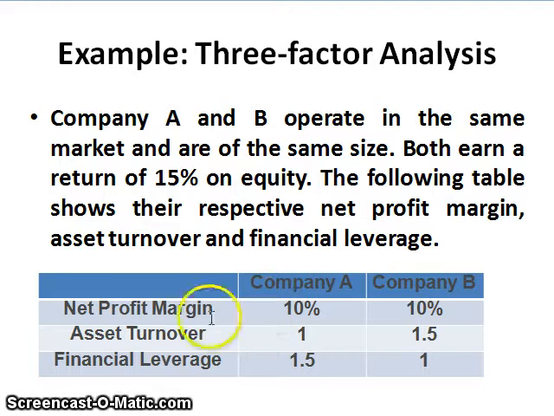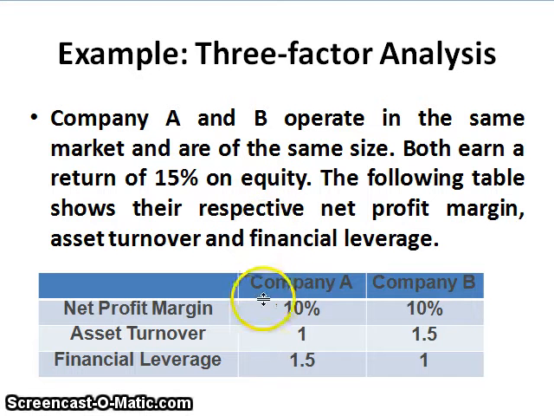Company A has a net profit margin of 10% and B has a net profit margin of 10%. The asset turnover of company A is 1 and the asset turnover of company B is 1.5. The financial leverage of company A is 1.5 and the financial leverage of company B is 1. Both companies A and B are of the same size and they earn a return of 15% on equity.